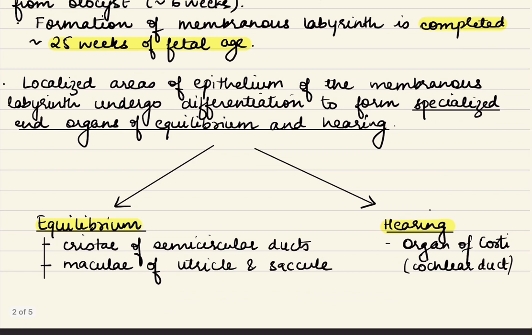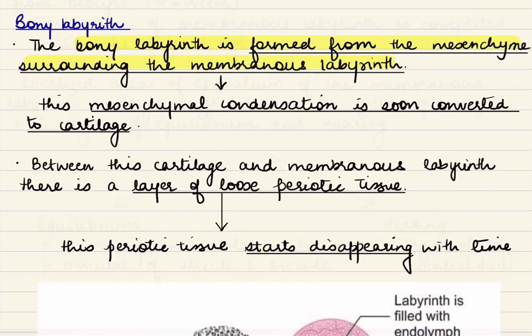Another important thing to note is that this membranous labyrinth has some localized areas which give rise to specialized end organs. The end organs in the ear are related to equilibrium and hearing. So, equilibrium related end organs are the cristae of semicircular ducts and the maculae of utricle and saccule, whereas that of hearing is the organ of Corti located in the cochlear duct.